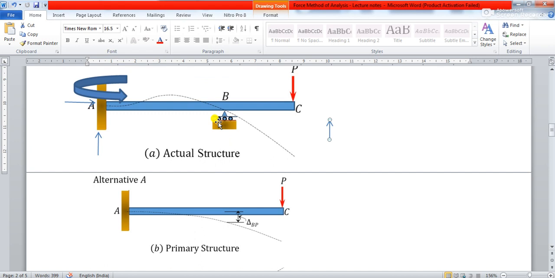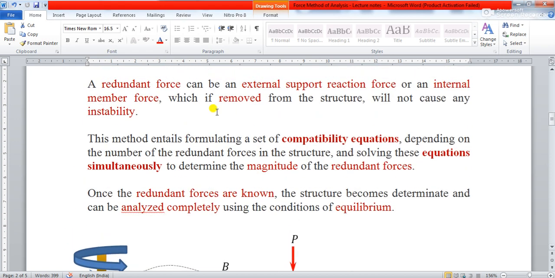What is the redundant in this case? The redundant in this case is nothing but the reaction at the prop. So if you remove this redundant, then after removal, what is the definition of this? What force have you removed? You have removed an external support reaction, isn't it? It is the external support reaction you had. So you have removed an external support reaction, which after removal from the structure will not cause any instability of the structure.